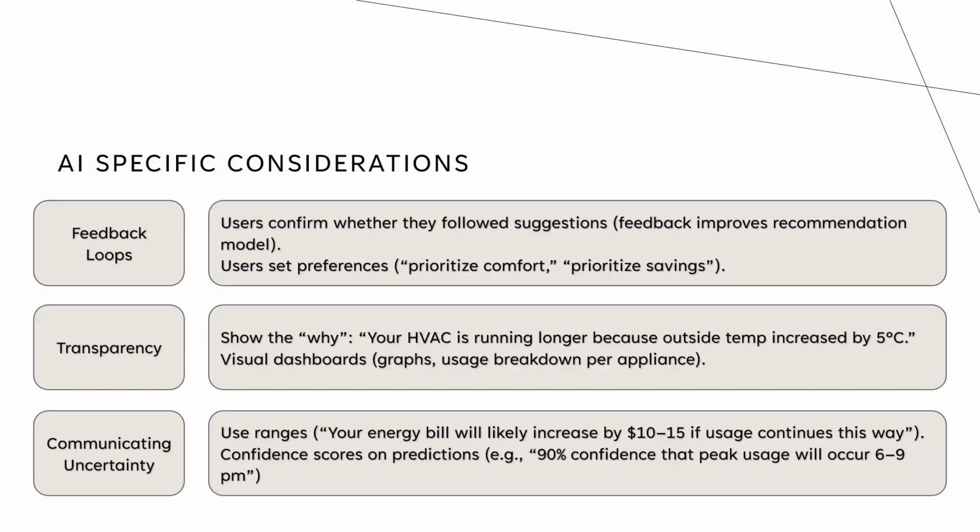AI-specific considerations, feedback loops. Users confirm whether they have followed suggestions, so the feedback is taken into consideration to understand whether the model needs to be adjusted, as well as users setting preferences such as prioritizing comfort or savings. So this way the model can adapt depending on the user's input.